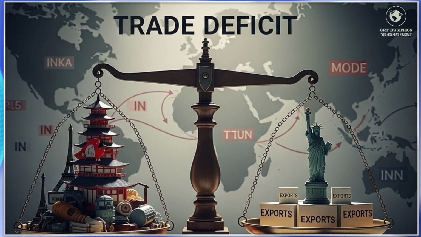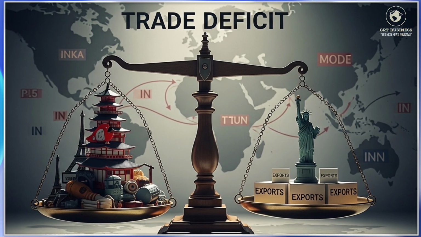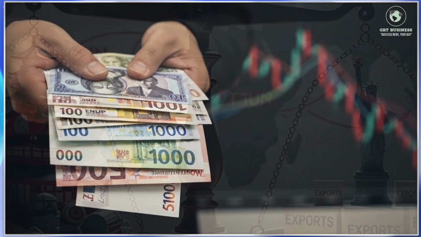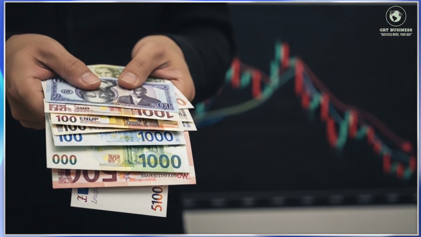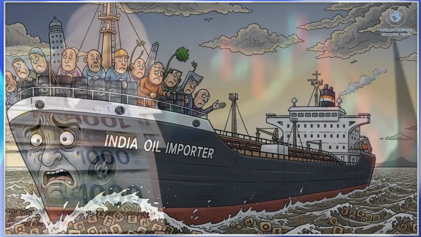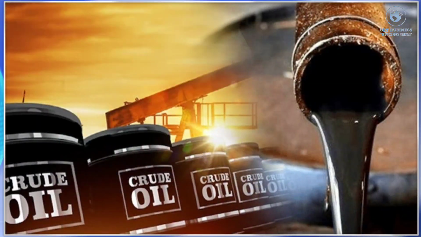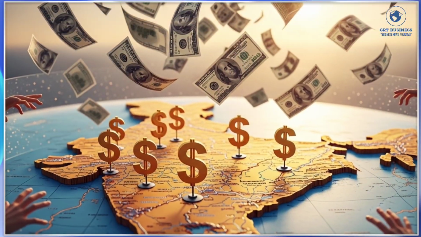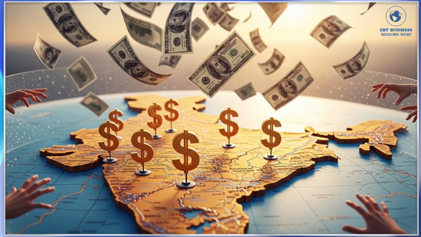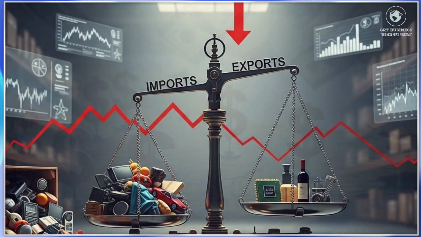Trade deficit is also important. If a country imports more and exports less, it needs more foreign currency. That can weaken its own currency. India is an oil importing country. When crude oil prices rise, India needs more dollars. This can widen the current account deficit and put pressure on the rupee.